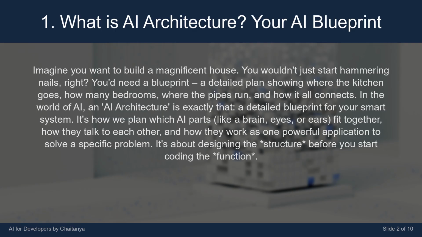smart system. It's how we plan which AI parts, like a brain, eyes, or ears, fit together, how they talk to each other, and how they work as one powerful application to solve a specific problem. It's about designing the structure before you start coding the function.